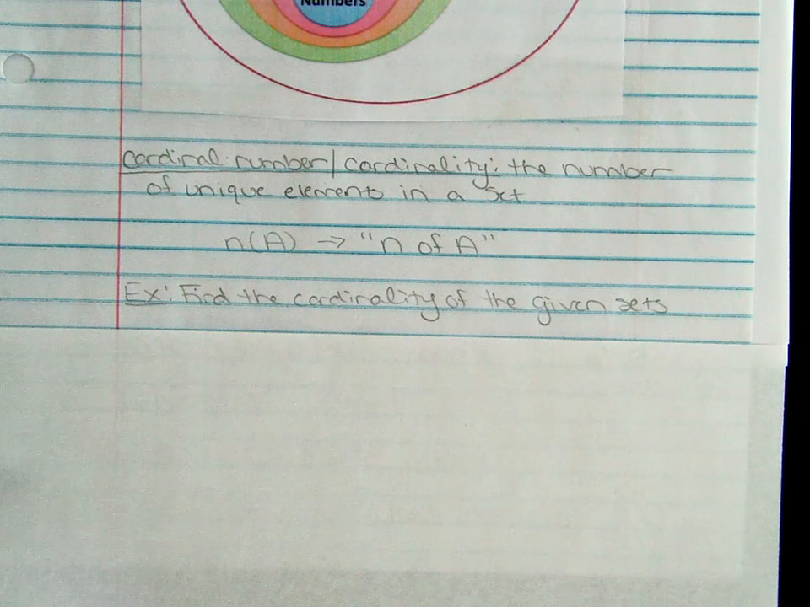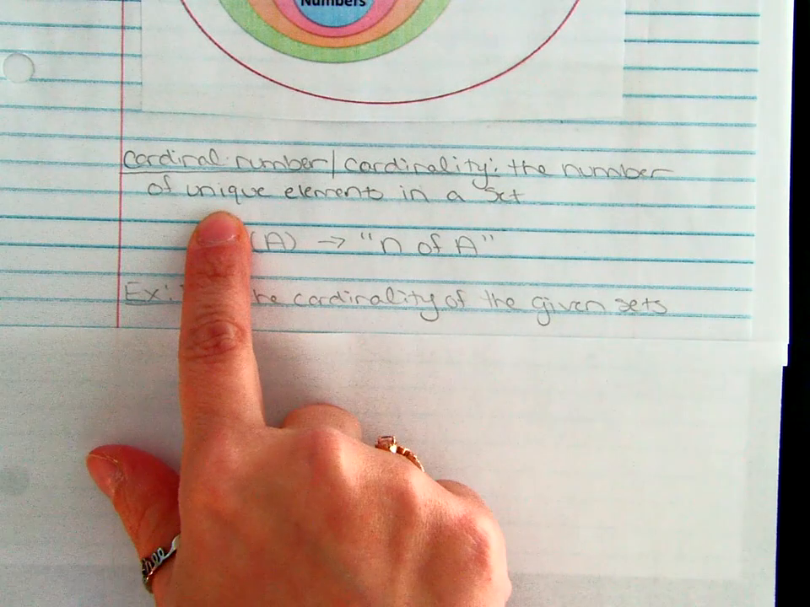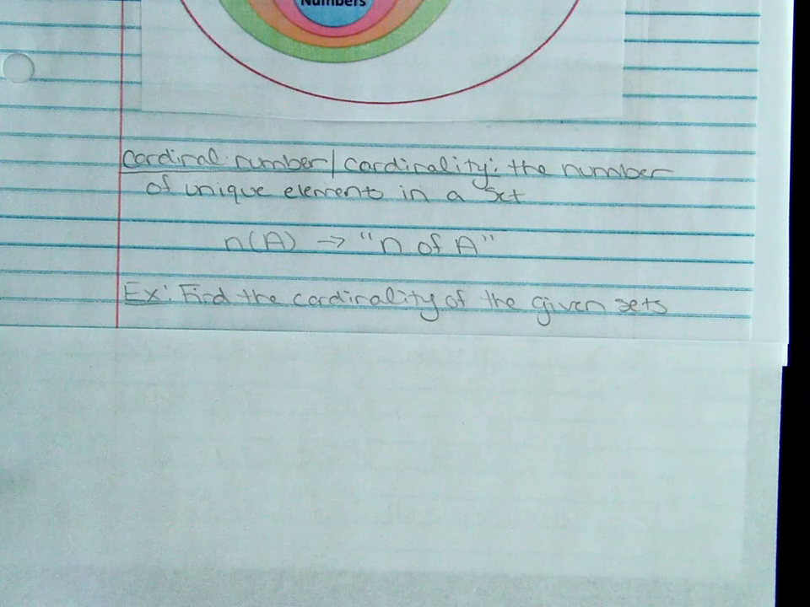There's a key word in there, and the key word is unique. Some of your sets are going to have numbers show up more than once. Because if you're looking at the set of grades for this class, more than 2 people could have the same grade. And so that letter grade, the 90% and the 90% can show up more than once. We don't count those more than once, though, because we want unique elements.